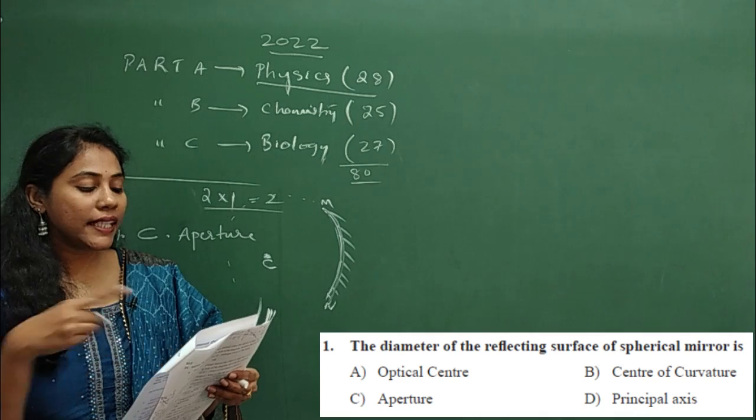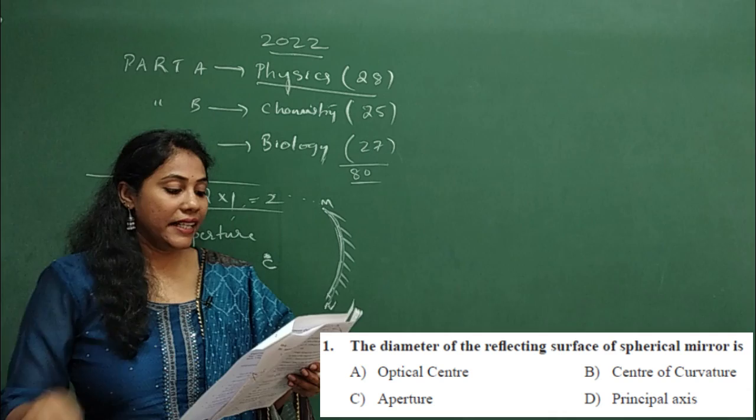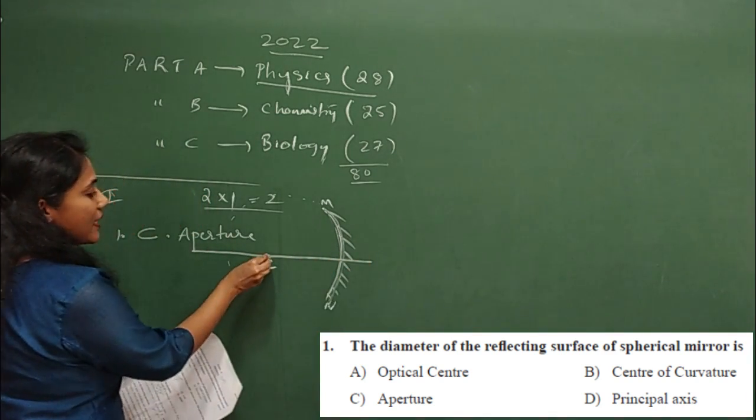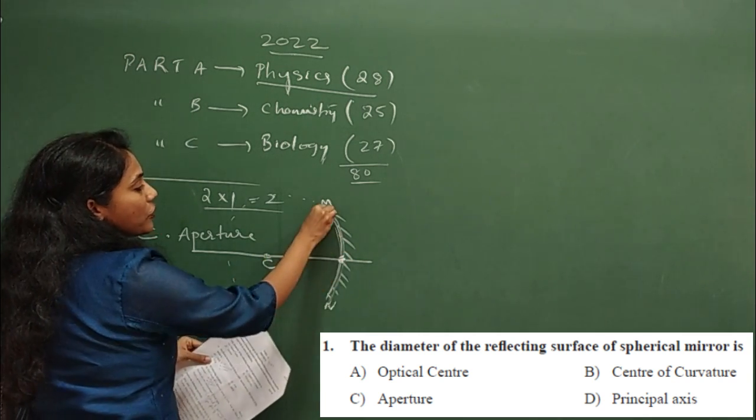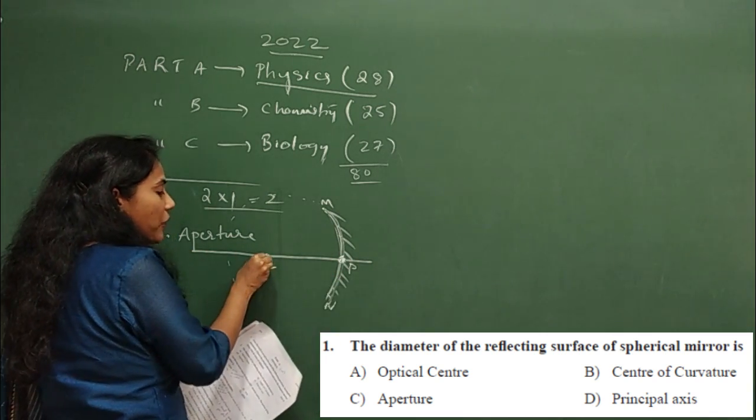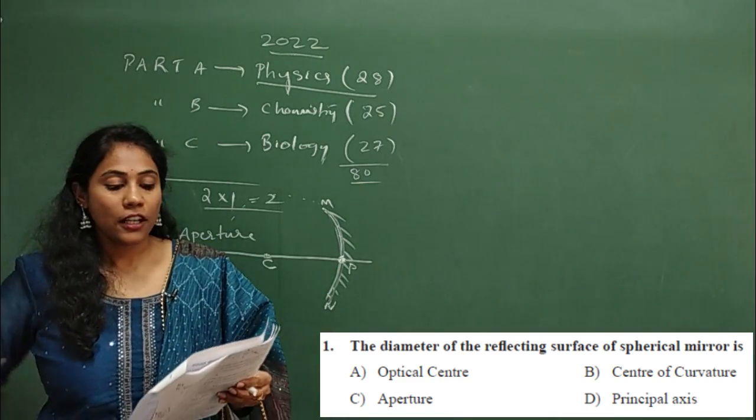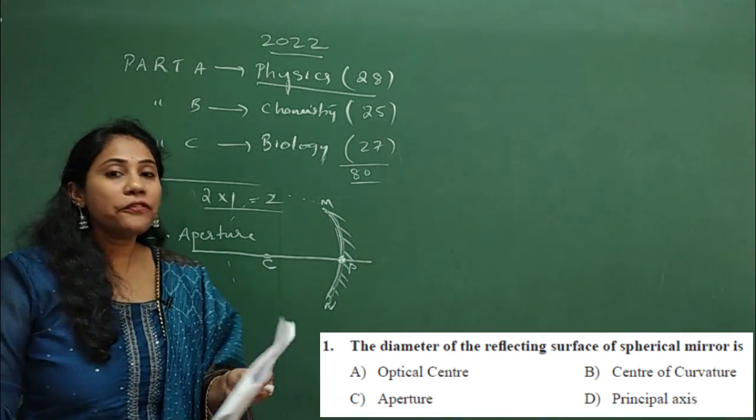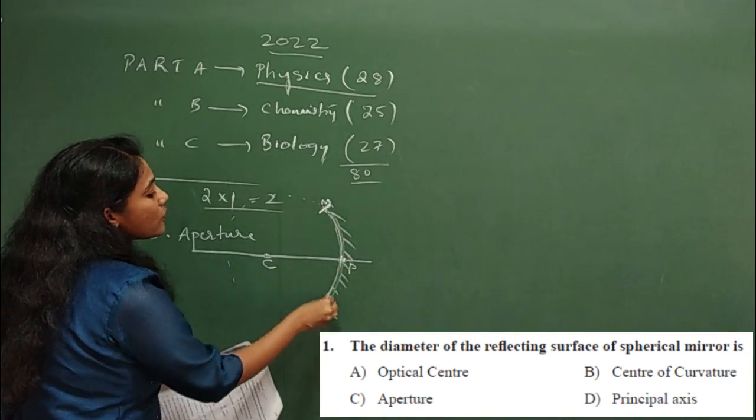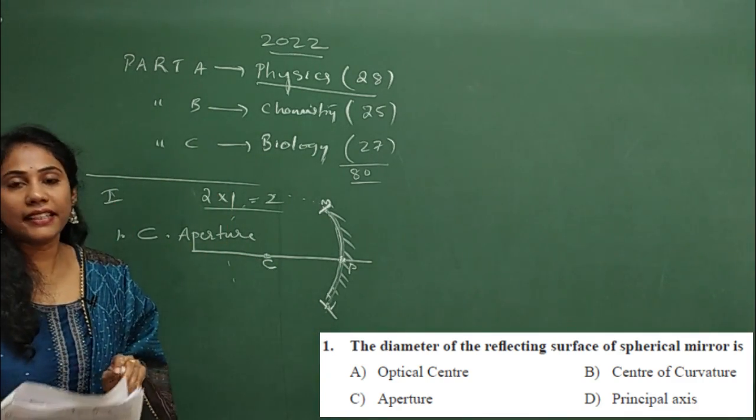And what is optical center? See, optical center you will observe in lenses, spherical lenses, right? And principal axis is, if you draw a line which is passing through center of curvature and pole, the center of the aperture is the pole. So when you draw a line passing through center of curvature and pole, then you call that line as principal axis. But here what they asked you is the diameter of the reflecting surface. So this one they are asking you, right? The reflecting surface is what we call as aperture, so option C, aperture, is the correct answer.